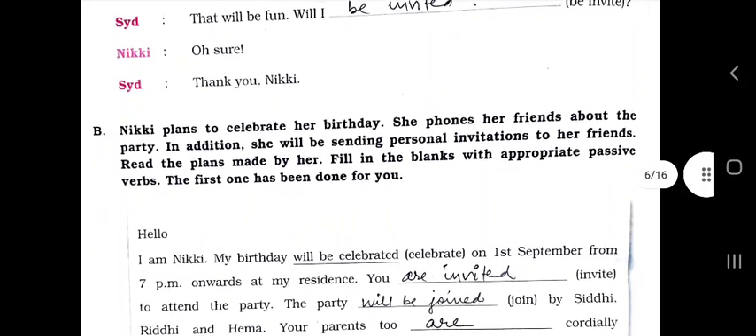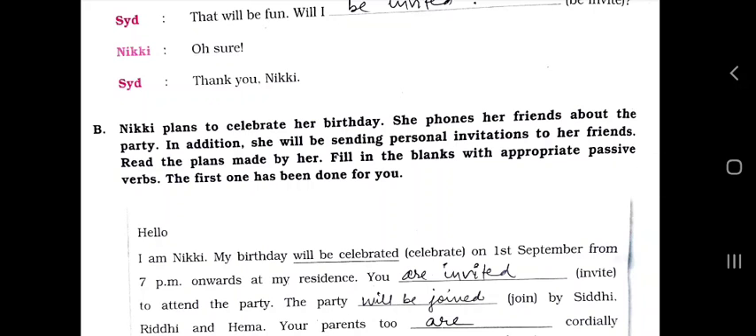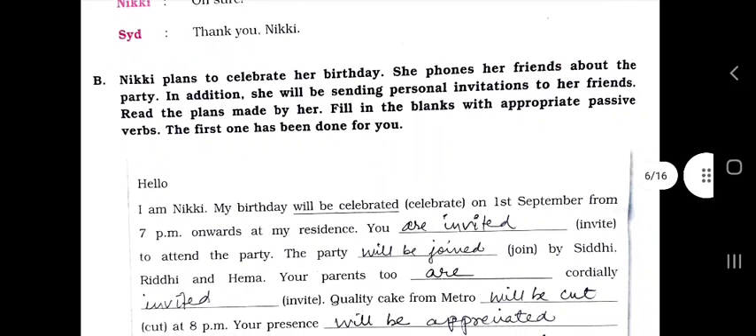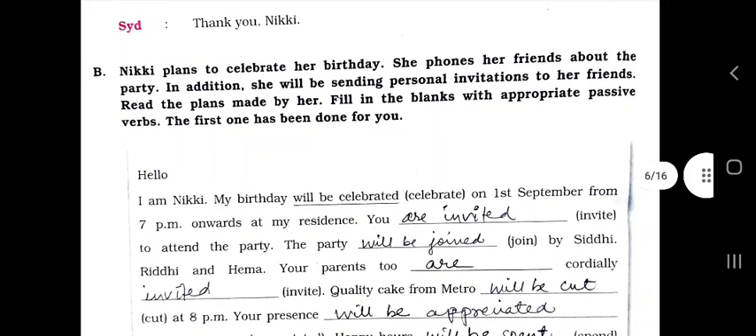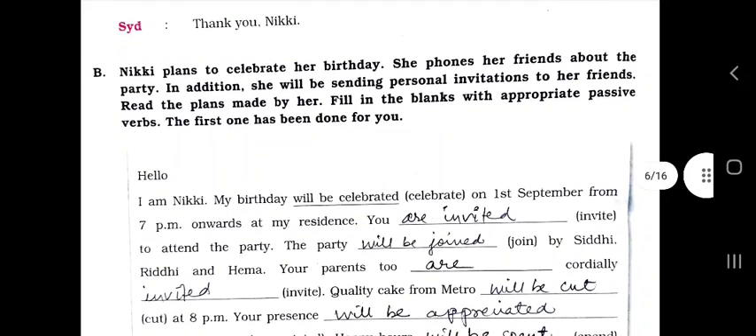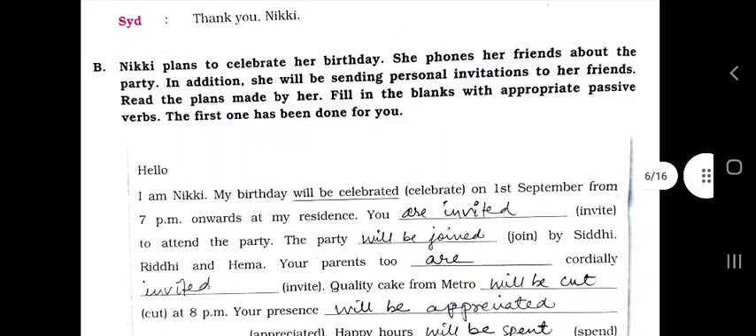Now see, Nikki plans to celebrate her birthday. She phones her friends about the party. In addition, she will be sending personal invitations to her friends. Read the plans made by her. Fill in the blanks with the appropriate passive words. The first one has been done for you.